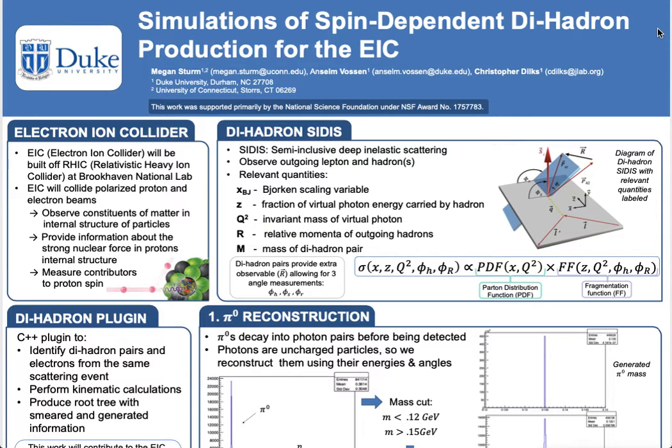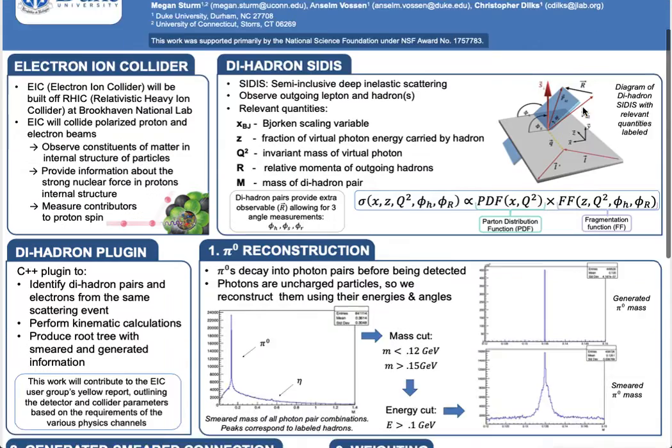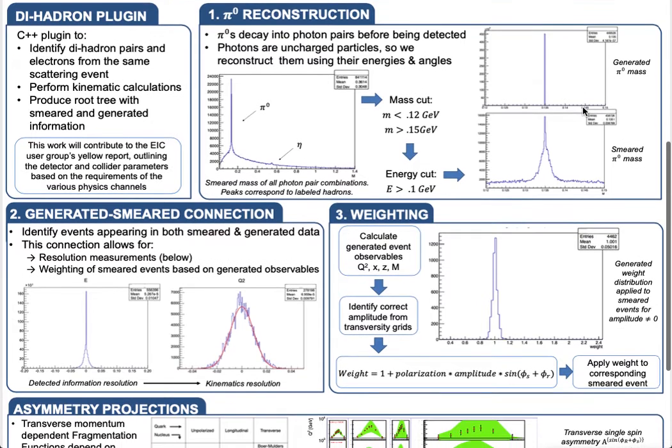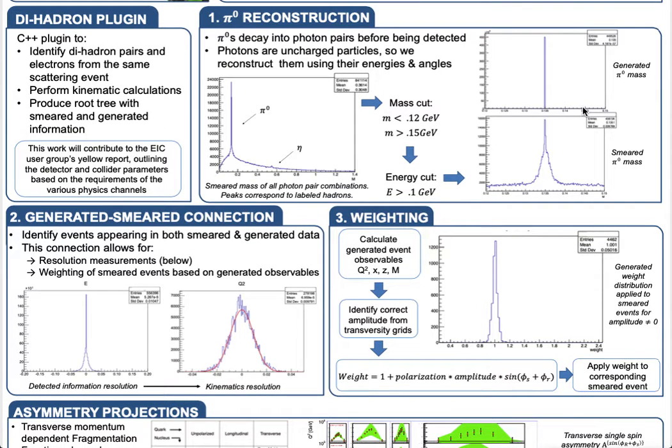And this is important because, as you can see, the cross-section depends on the parton distribution function, but more importantly on the fragmentation function, because that depends on these angles phi R and phi h. So using this fragmentation function, we can extract the transversity from the outgoing particles.